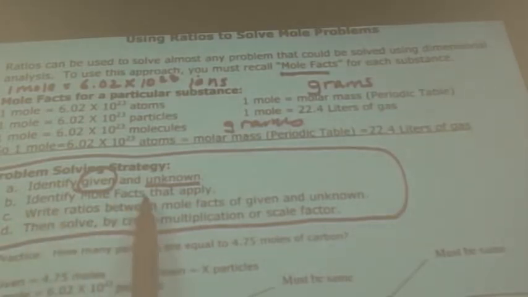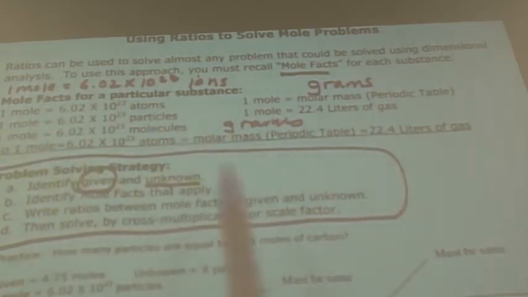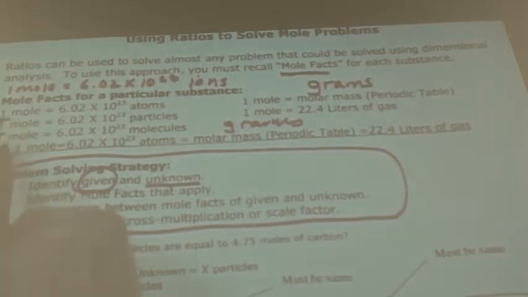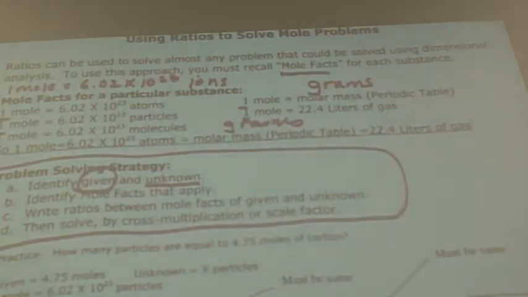Identify the mole facts that apply from these 4 things. Hey, when you look up here, do you notice anything about the number that always goes with the mole? It's always 1. It's always 1 mole. Please underline 1 mole on your paper. If you're going to say mole, chances are 1 goes with it.